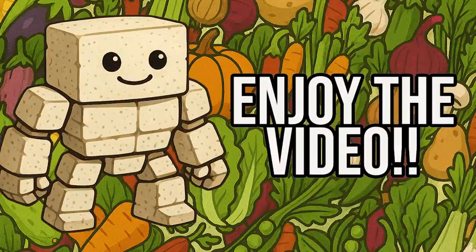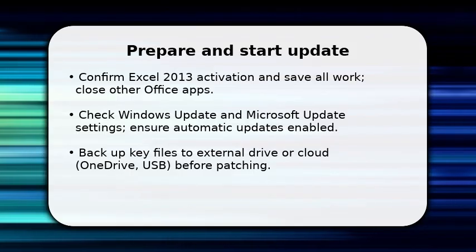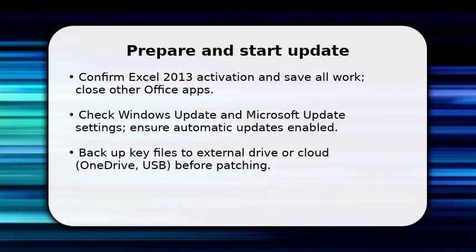Please enjoy the video. You begin by verifying activation and saving open files, because interrupted installs corrupt work. Once done, close Excel and other Office apps to free resources. Next, open Control Panel Windows Update and make sure Microsoft Update is enabled so Office updates appear.